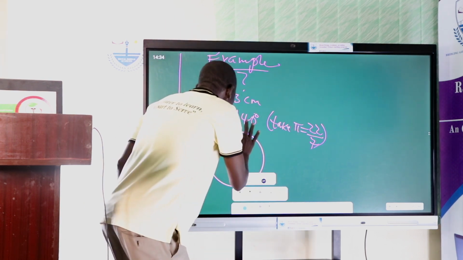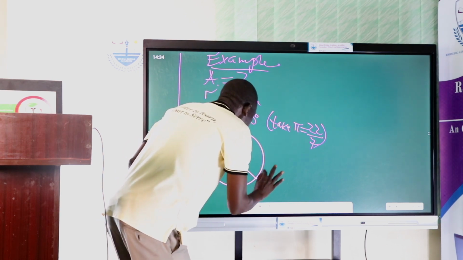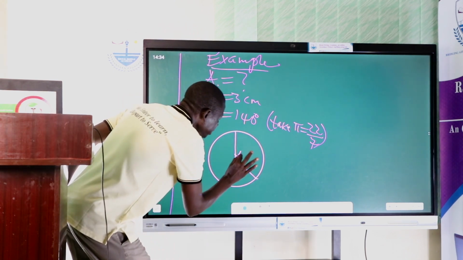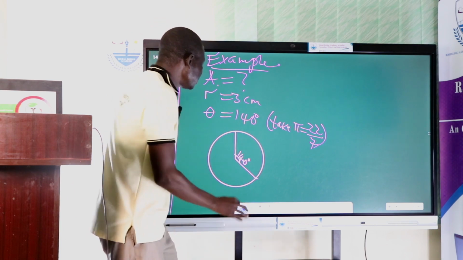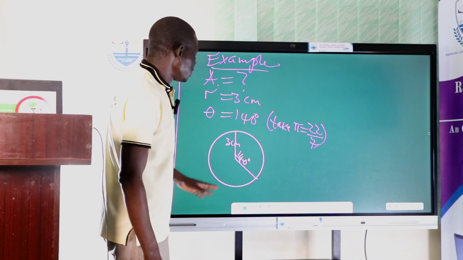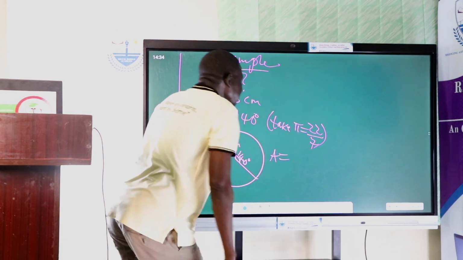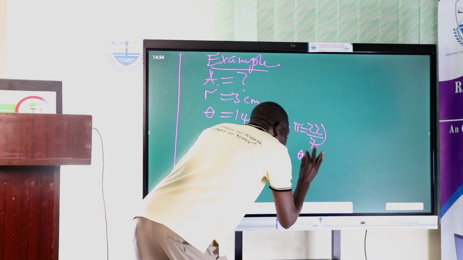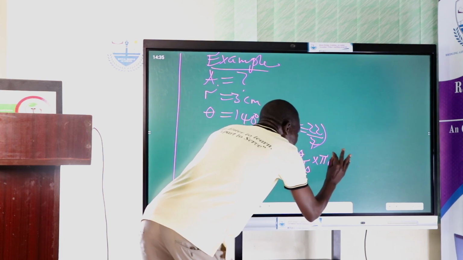So this one here is what we call the sector. They say the angle subtended there is 140 degrees, and the radius of the circle is 3 centimeters. They want us to find the area. So we know that the area of the sector is got by the formula angle, which is our theta, out of 360 degrees times pi r squared.